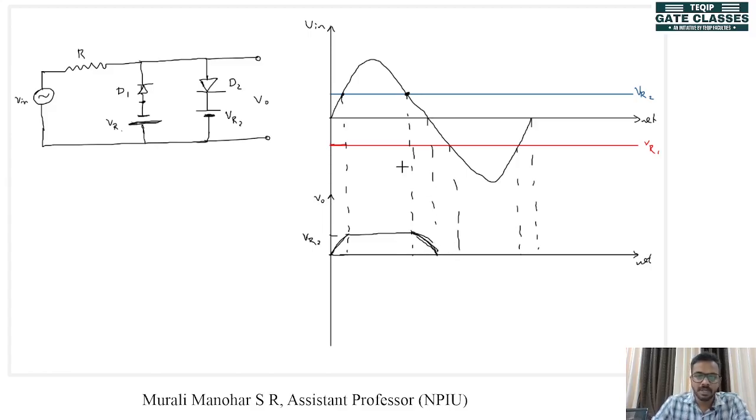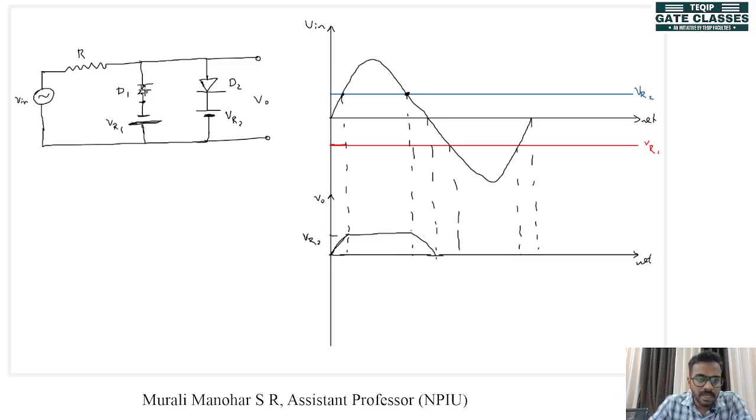right? When we look at the circuit in negative half cycle, diode D2 will not be turned on. Let me redraw this. Diode D2 will not be turned on, right? When the voltage input is negative, diode D2 will not be turned on. So we only look at diode D1. So now Vin is negative. So there we have our VR1.